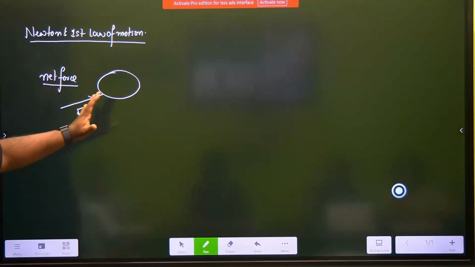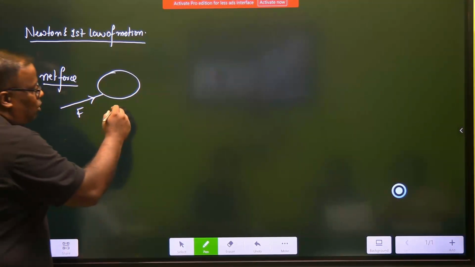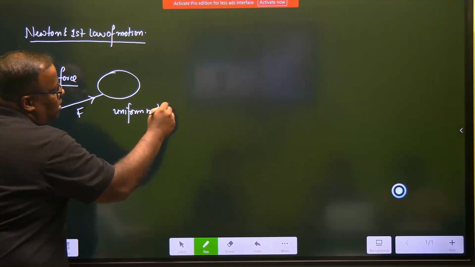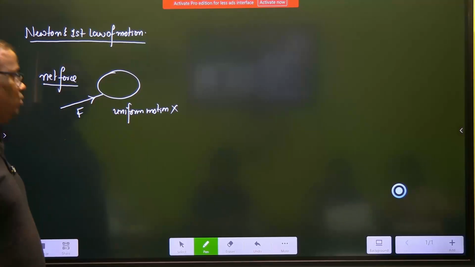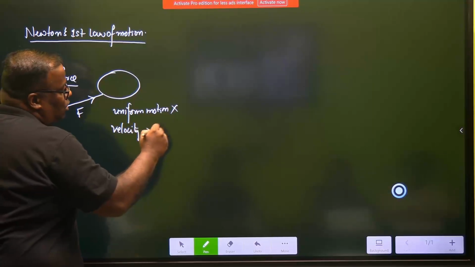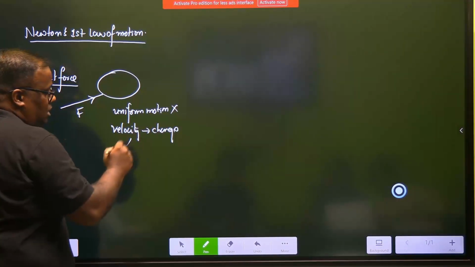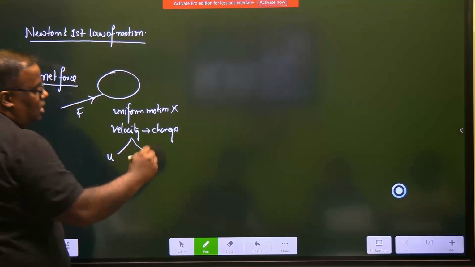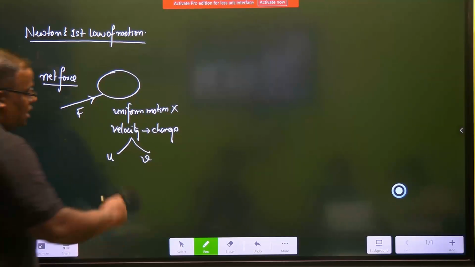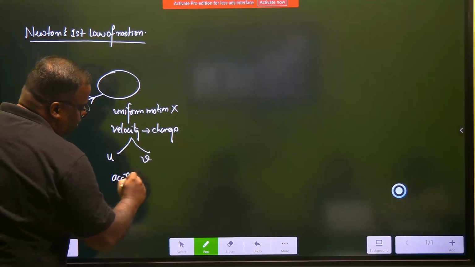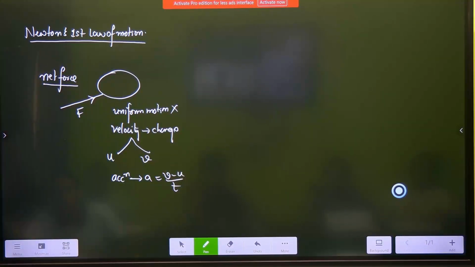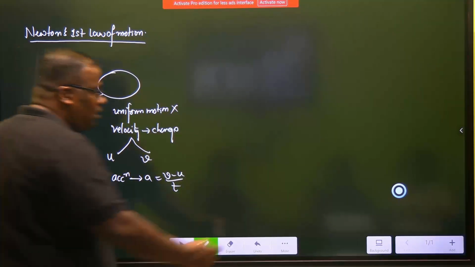That means whenever a net force is working on a body, the body will not stay in uniform motion. If there is no uniform motion, the velocity of this body is going to change, creating an initial velocity and a final velocity. Obviously this happens over a period of time, so a new quantity called acceleration appears, which is equal to v minus u divided by t. Have you understood this?